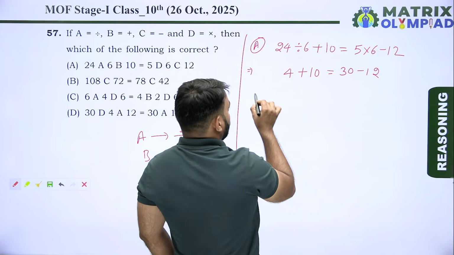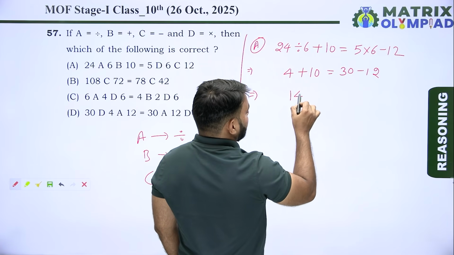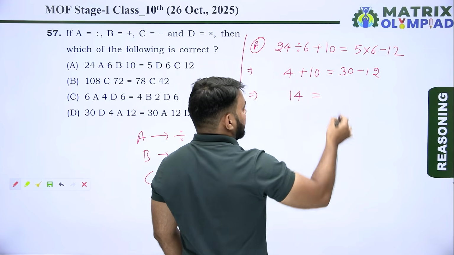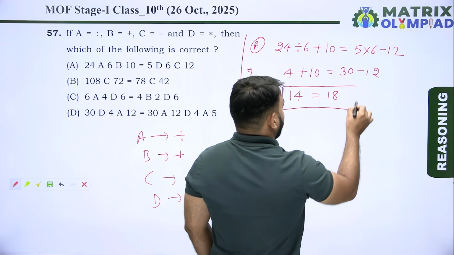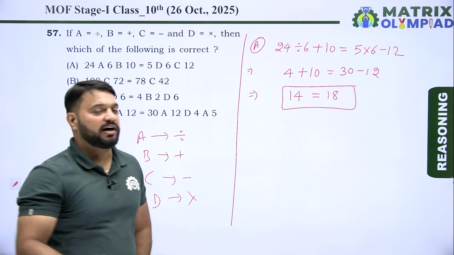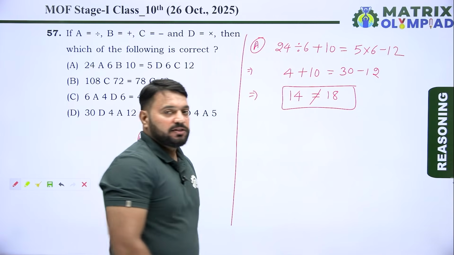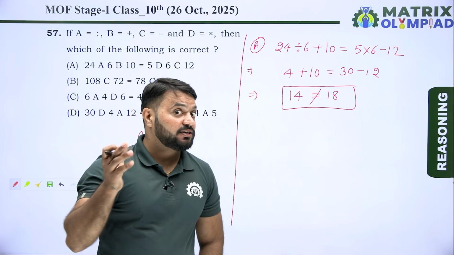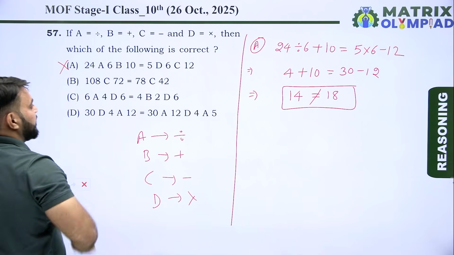So value of LHS side is 4 plus 10, it means 14, and value of RHS side is 30 minus 12, it means 18. So value of LHS side is 14 and value of RHS side is 18. So 14 never equals to 18. So LHS और RHS side दोनों ही सेम नहीं है. So here option A is an incorrect option.